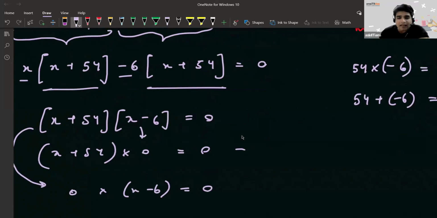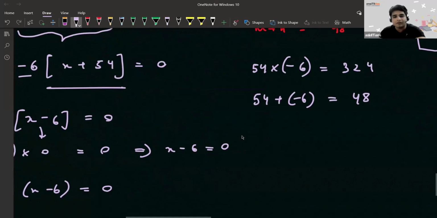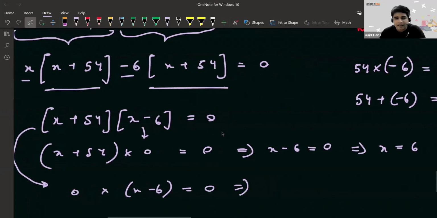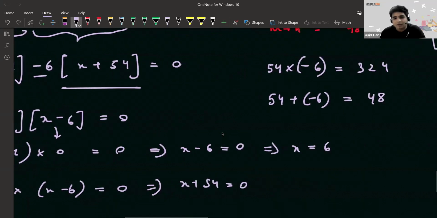So from this equation, I can imply that my x minus 6 is equals to 0, which gives me what, everyone? Which gives me x is equals to 6. From this, I can imply that my x plus 54 is 0. So x plus 54 is equals to 0, everyone, which gives me x is equals to minus 54.